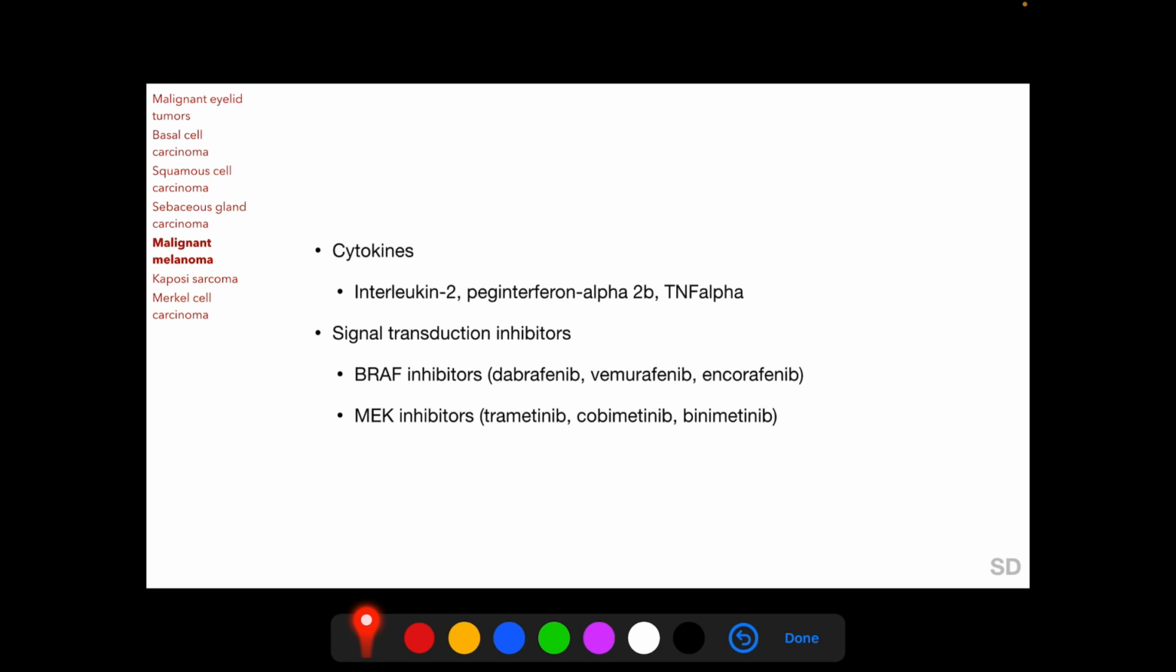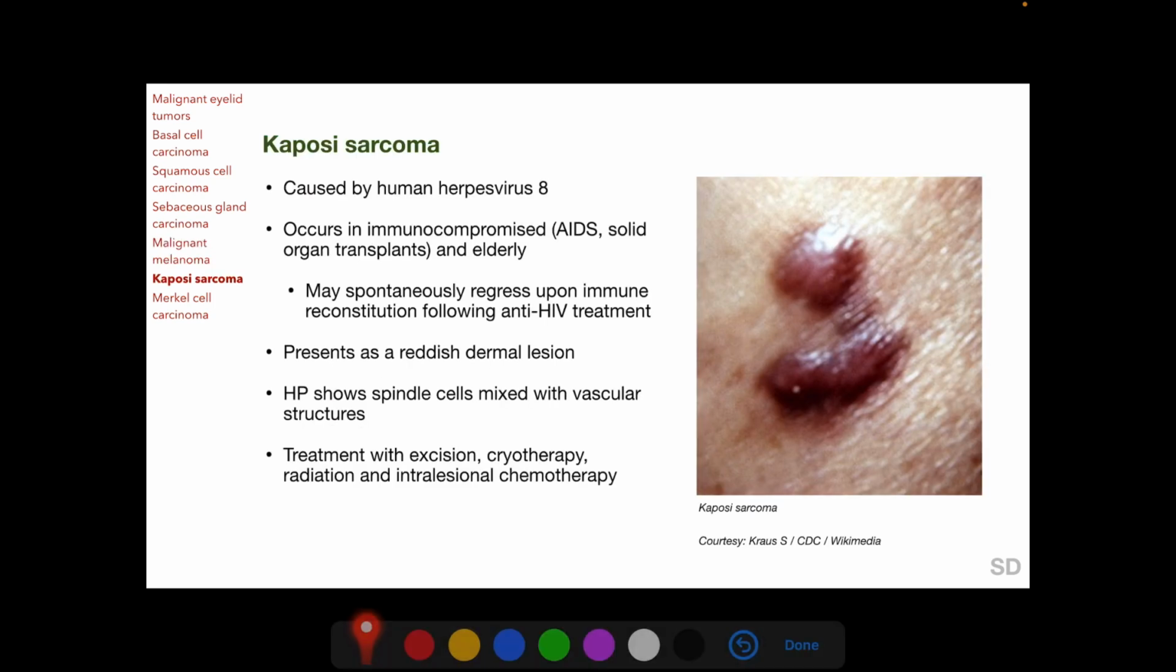Cytokines such as interleukin-2, PEG interferon alpha 2b, and TNF-alpha have also been found to be effective in advanced stages of malignant melanoma. Signal transduction inhibitors have also been found to be effective in the treatment of malignant melanoma. And signal transduction inhibitors inhibit molecular signals such as BRAF and MEK, which promote cellular replication.